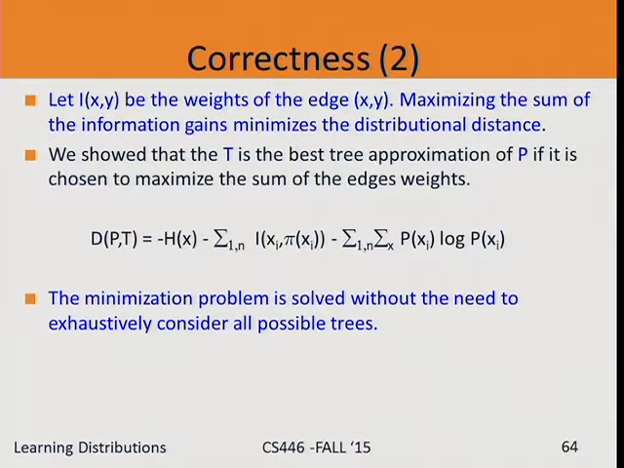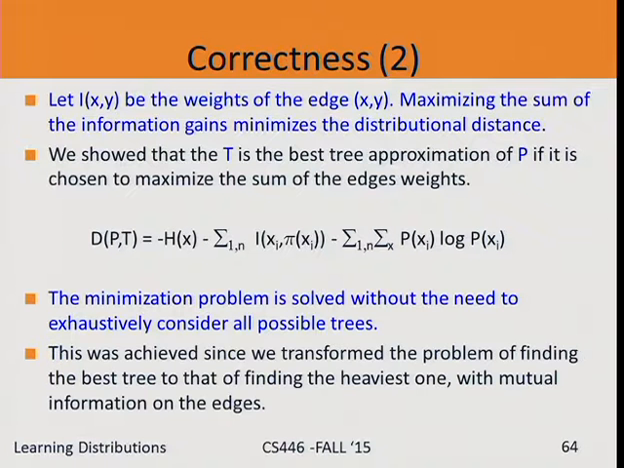So the cool thing about what we've done so far, modulo this third step that I'm going to give you an example for, is that we found the best tree without considering all the trees, right? So we gave an efficient search algorithm over the space of all trees without touching all trees. Really an efficient algorithm, which is nice. We can only do this for trees, unfortunately. In fact, for forests. But what I presented here was for trees. And really, that's what we did, right? We transformed the problem of finding the best tree to the problem of finding the heaviest tree under some definition of heavy, specifically by placing mutual information on the edges of the graph. Okay, questions?